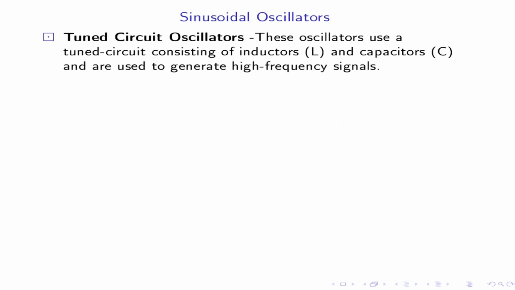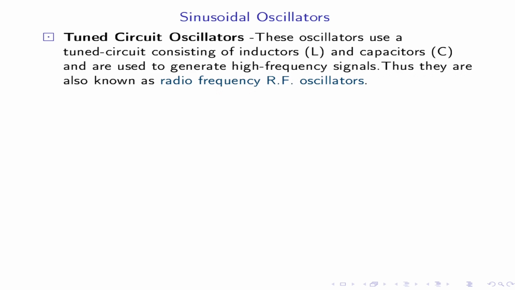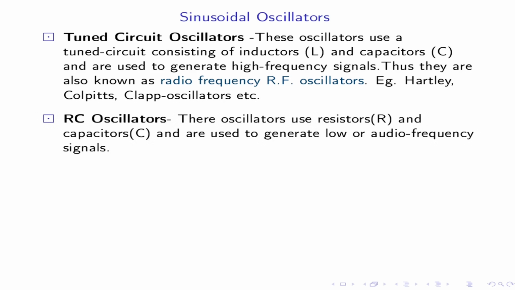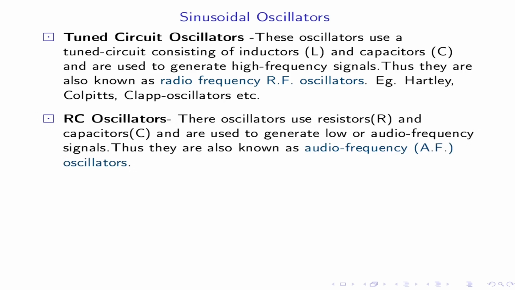Tuned circuit oscillators. These oscillators use tuned circuit consisting of inductor and capacitor to generate high frequency signals. Therefore, they are known as high frequency or radio frequency oscillators. For example, Hartley, Colpitts, Clapp oscillators. In RC oscillators, they use resistor and capacitors to generate low or audio frequency signals. They are known as audio frequency oscillators or AF oscillators. For example, phase shift and Wien bridge oscillators.